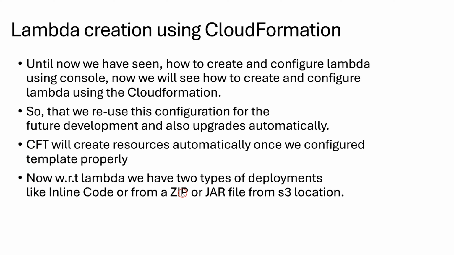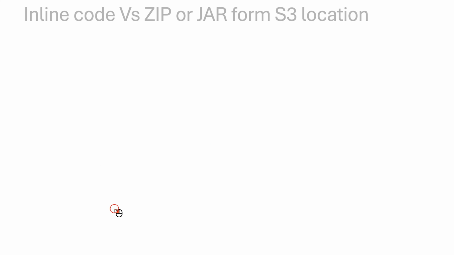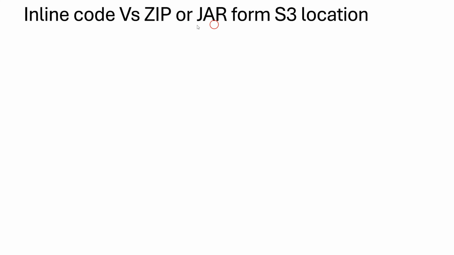But if you have code with dependencies, either a zip or a jar file, you store those in an S3 location. Definitely you have to store those in an S3 location so that the Lambda will reference that jar from the S3 location. Okay, so in this session we are going to see how to do that. So moving on to the next point, that is inline code versus zip or jar from S3 location.